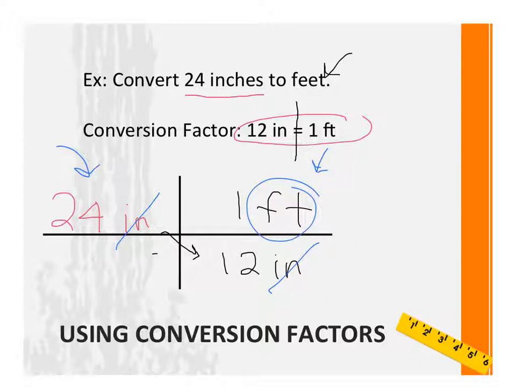So to solve for this, we would put in our calculators 24 times 1 divided by 12, which we know is 2. And don't forget your units, 2 feet.